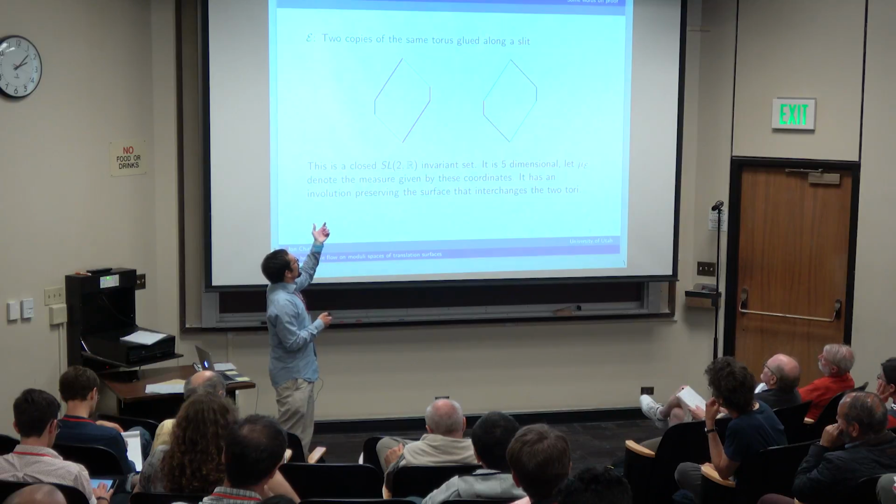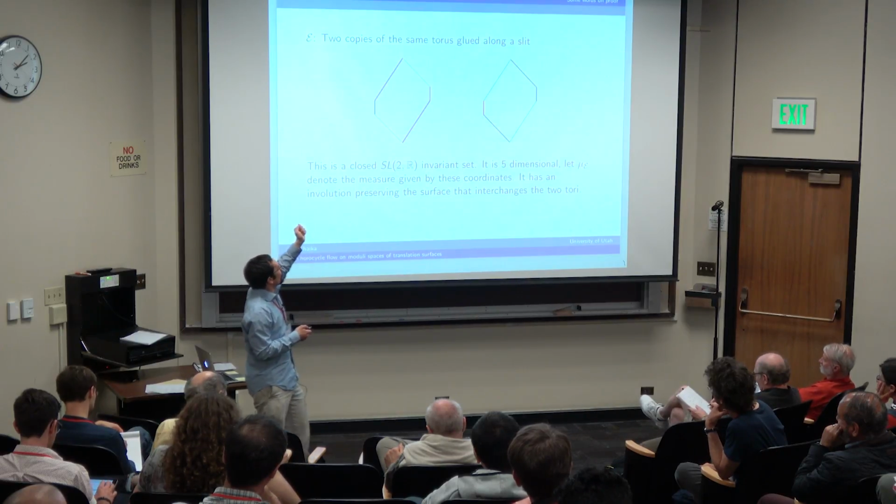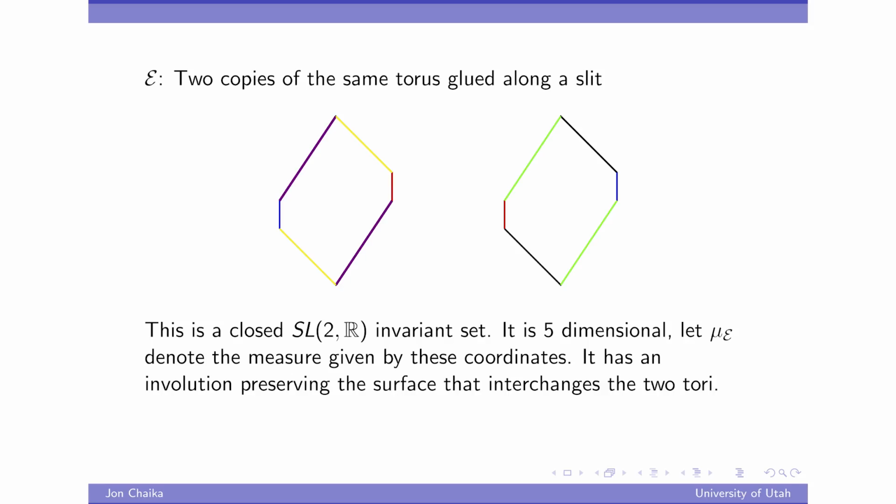Let me just mention there's an obvious involution on this space, which is just slide the left over to the right and bring the right over to the left, just exchanging the 2 tori.